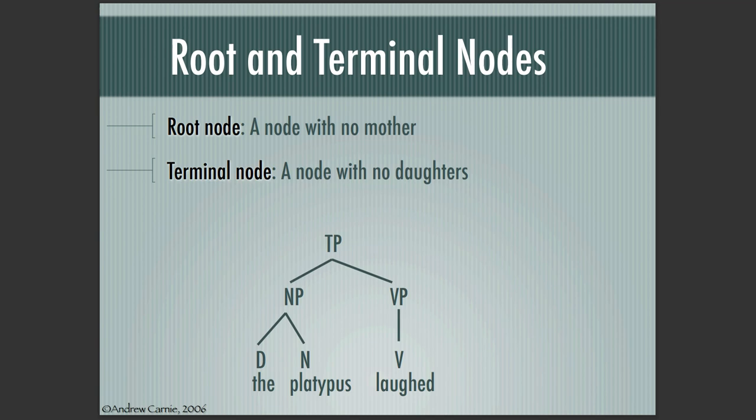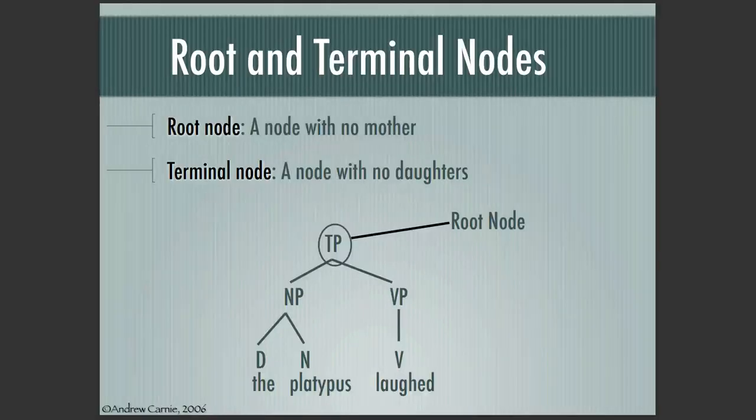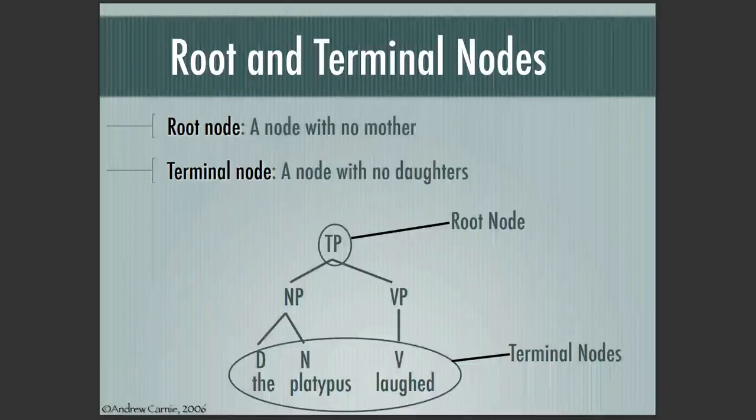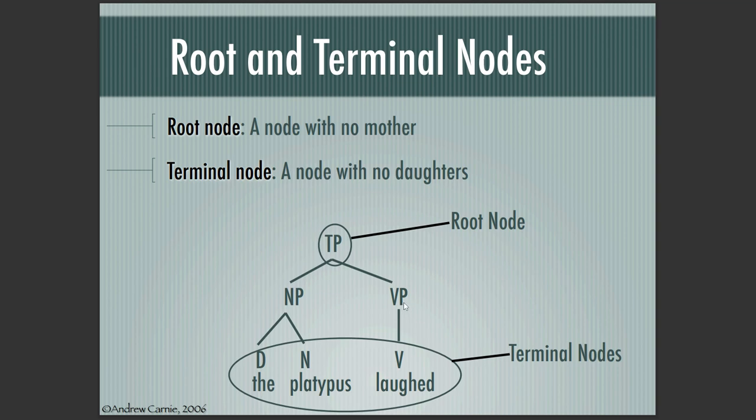If I ask you now, where is the root node? I said the root node is the top of the tree. Yes, so the root node is TP. And where are the terminal nodes? That's really good. The terminal nodes are D, N, and V. Why? Because these nodes have no daughters, so we call them terminal nodes. And NP and VP, both of them, we call non-terminal nodes.